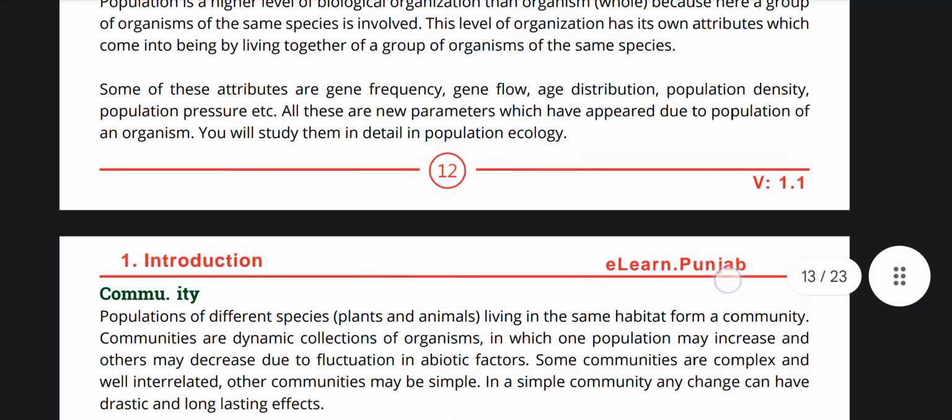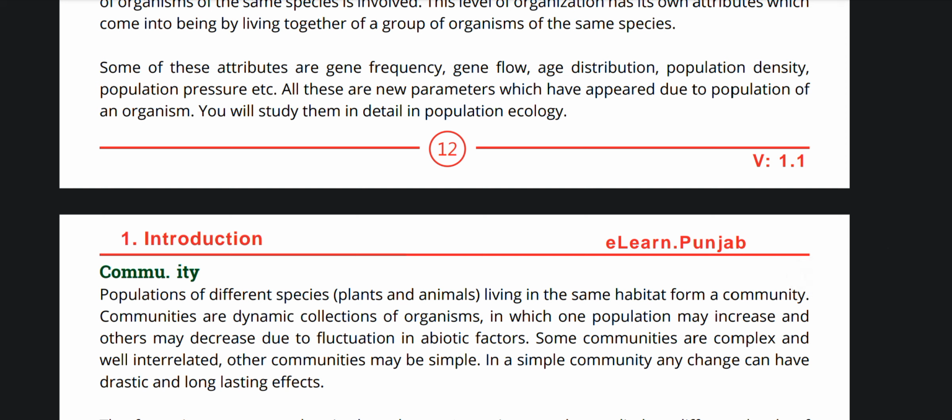Some of these attributes are gene frequency, gene flow, age distribution, population density, population pressure, etc. All these are new parameters which have appeared due to the population of an organism, and we will study them in detail in population ecology.